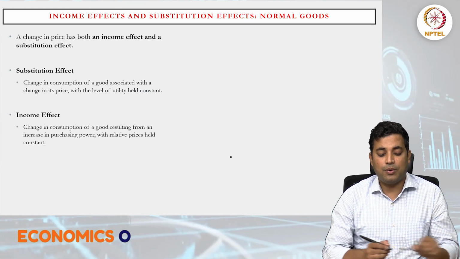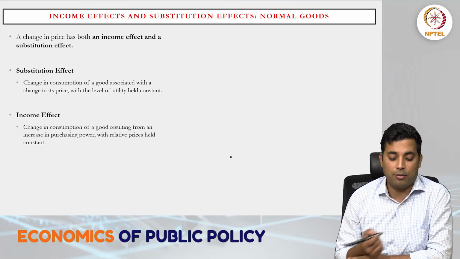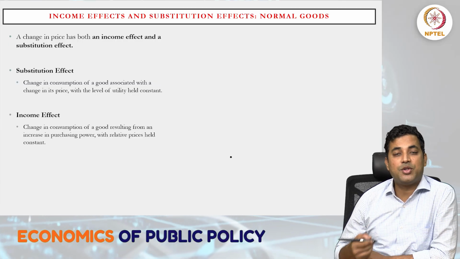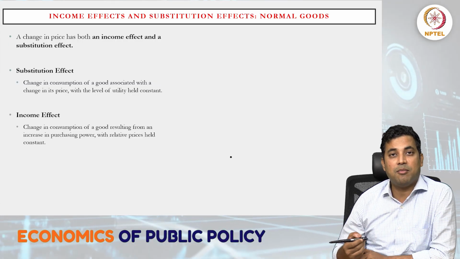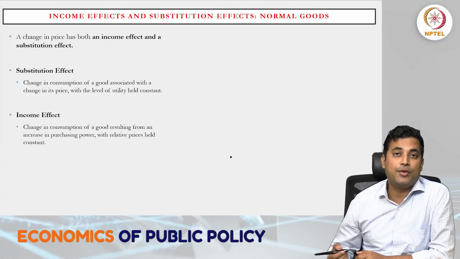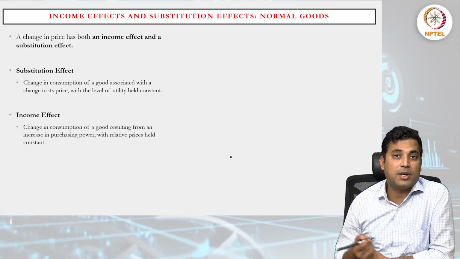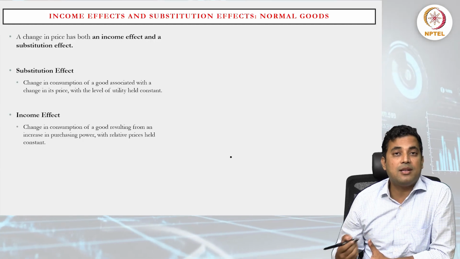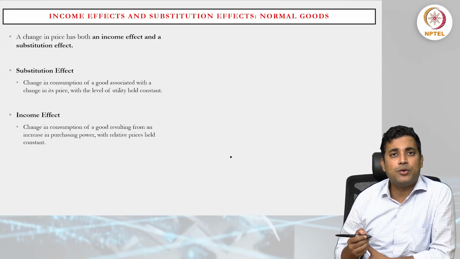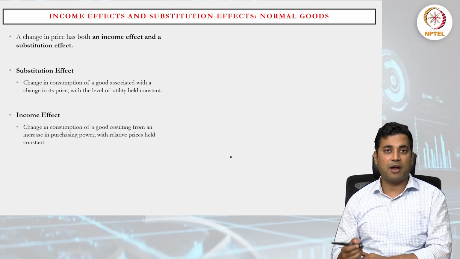So now let's move to income effect and substitution effect in the case of normal goods. As I said, changes in price are one of the most powerful factors for overall quantity demanded or consumption of that particular commodity. Therefore a change in price has both an income effect and a substitution effect. So here we will try to understand only how it changes from a graphical illustration.